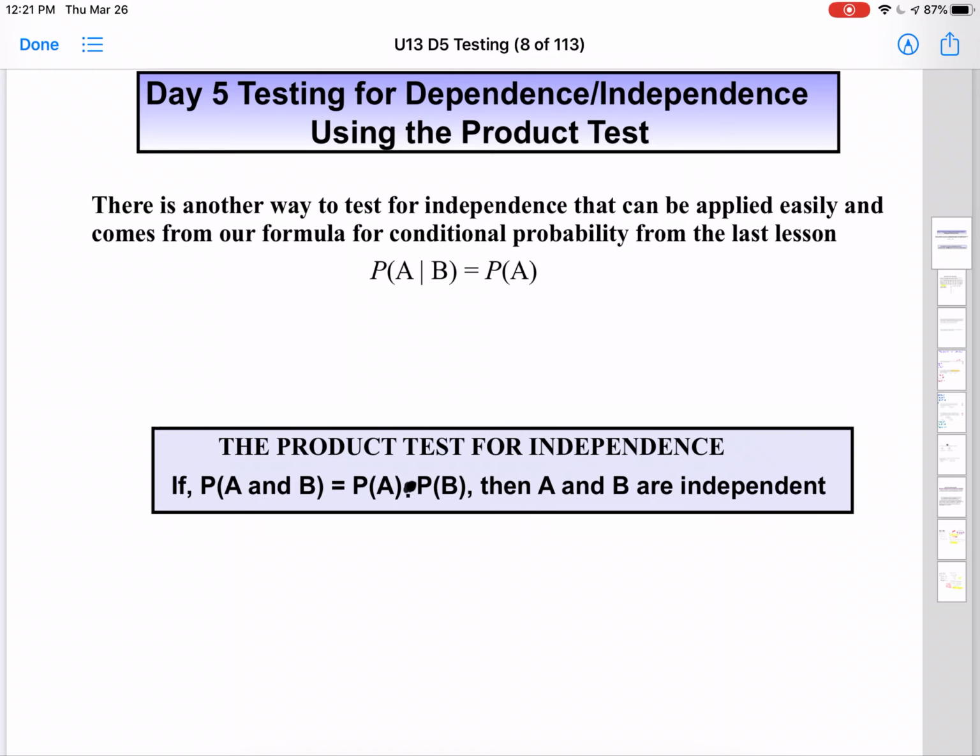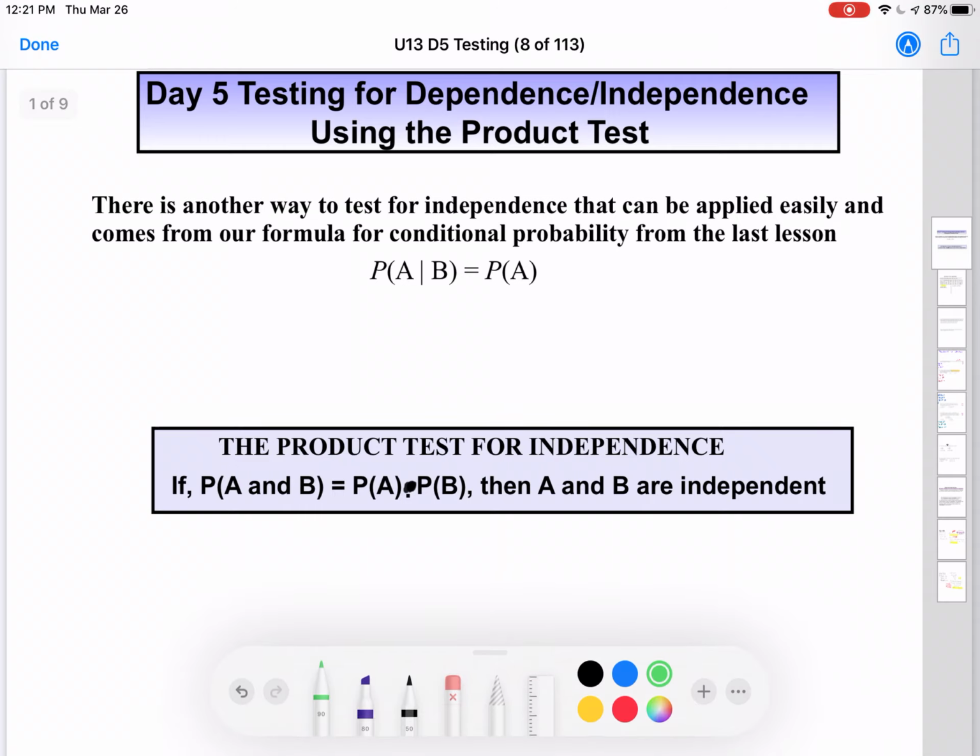So yesterday we saw that we could check for independence by using this formula right here, right? If the probability of A given B is equal to the probability of A, that's where we compare the two decimal values. If they're equal to each other, then they're independent. If they're different, then they're dependent.